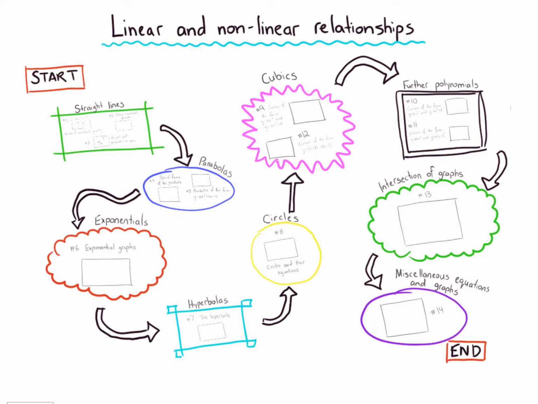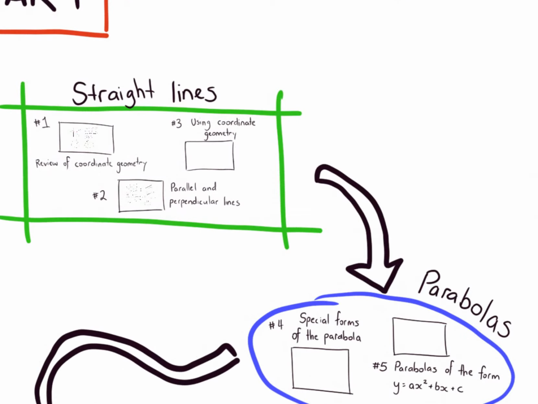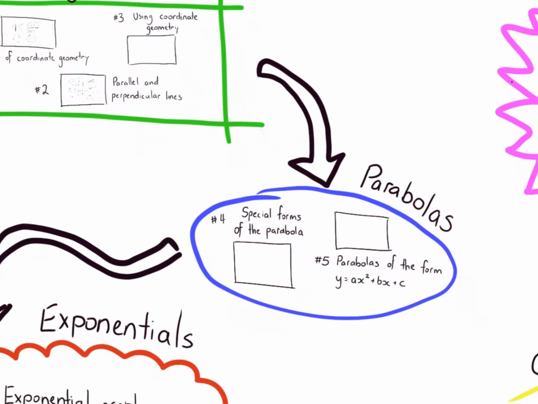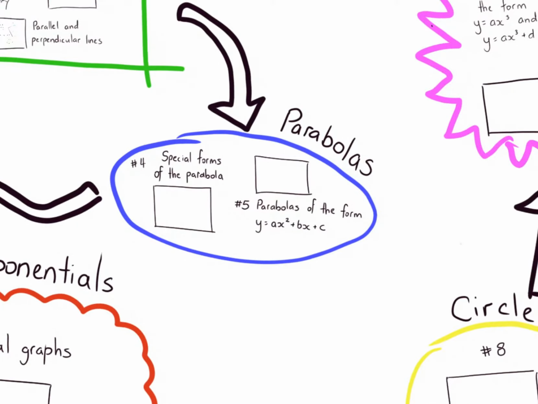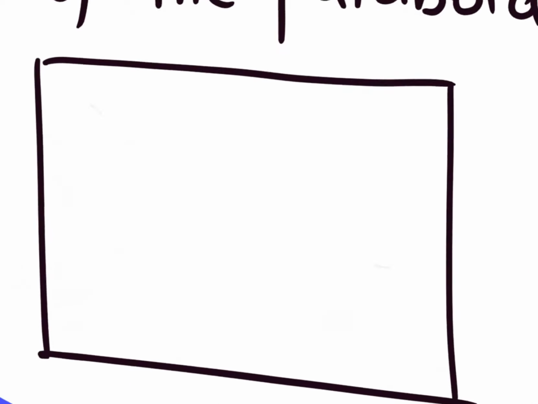Hi there, you're with Mr. Laurie, and this is lesson number 4 of linear and nonlinear relationships. We have had 3 lessons on straight lines, and now we are moving on to parabolas. Today we'll be looking at special forms of the parabola. So let's get started.